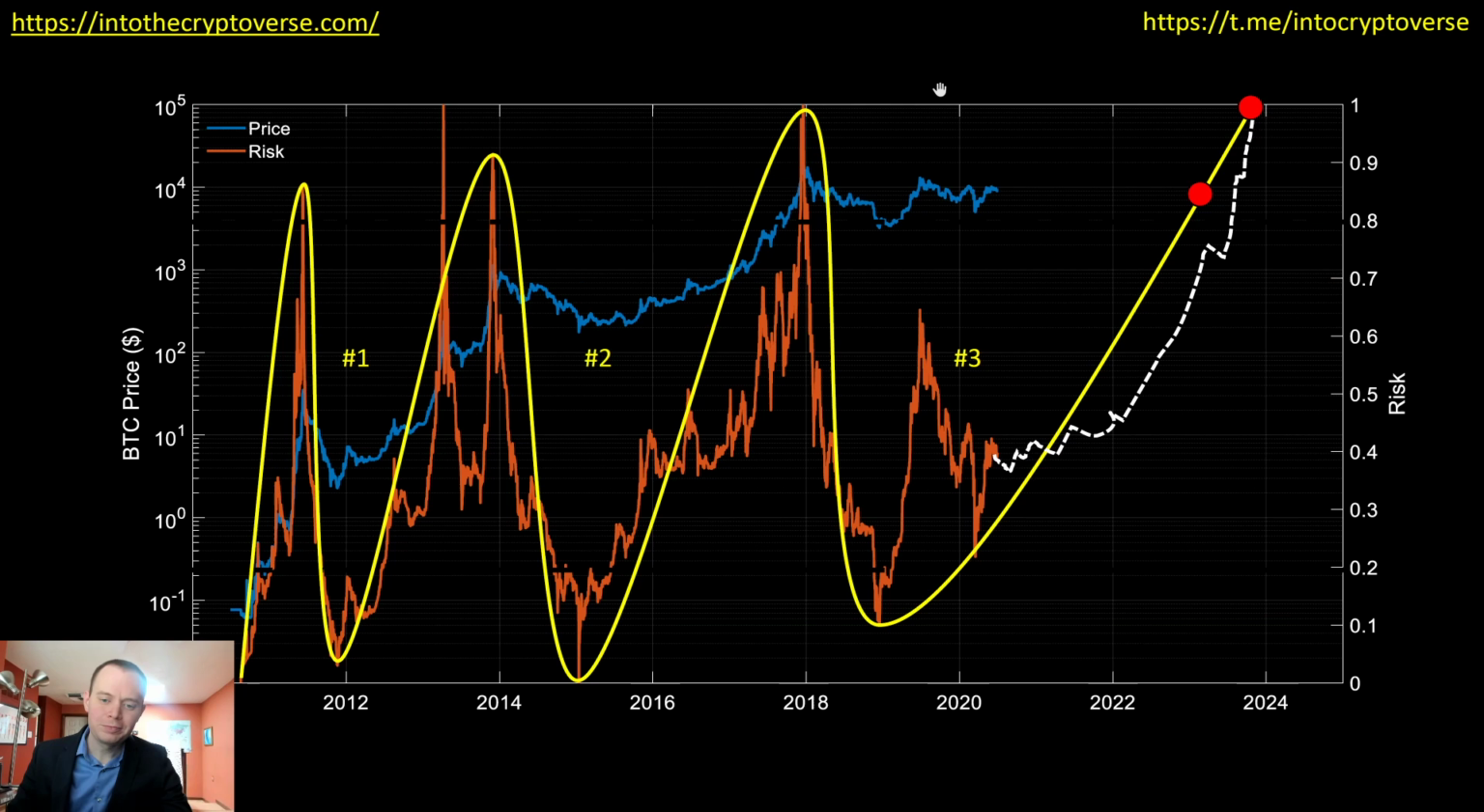So again, this is ultimately the projection I see. I see it ultimately getting back up to a risk level of hopefully above 0.8 sometime, maybe in 2023 or so. But remember, I don't know exactly where it's going to go. So this is why you should just have a plan and stick to it.